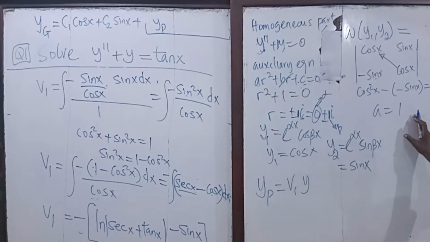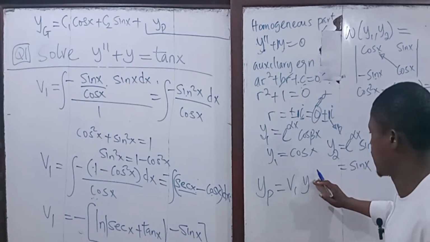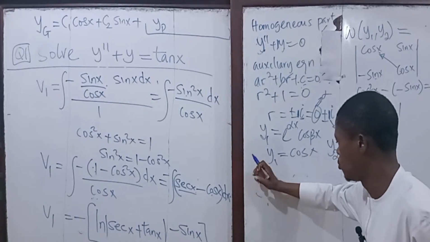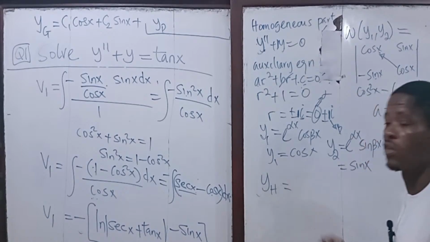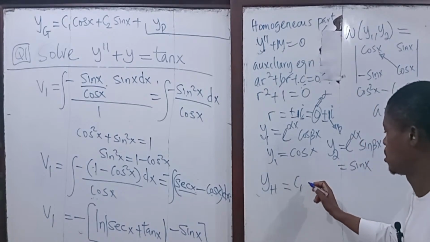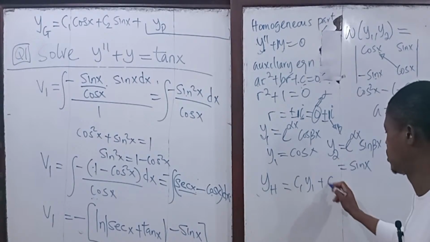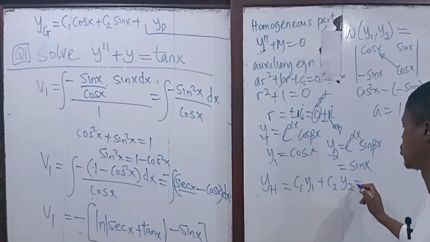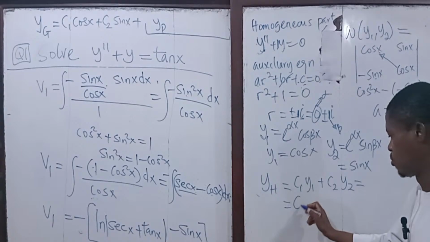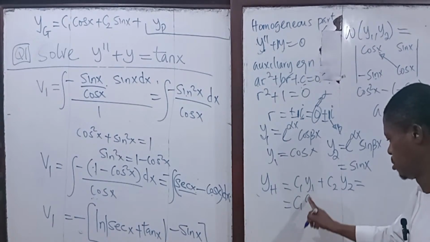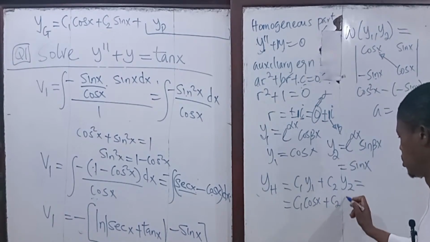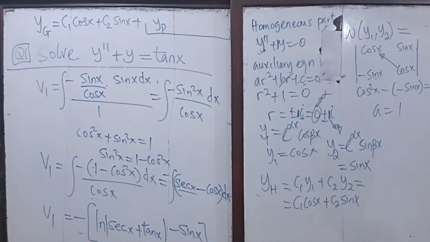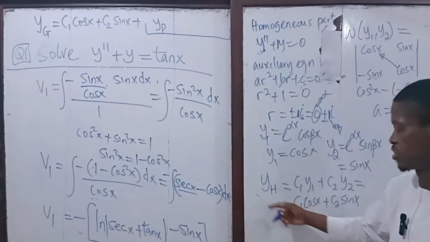Okay, before we do that, I didn't even write the solution of the left-hand side, the homogeneous part. The solution of the homogeneous part is C1 y1 plus C2 y2, which is equal to what? Make your substitution. C1 cos x plus C2 sin x. So that's the homogeneous solution or complementary solution.